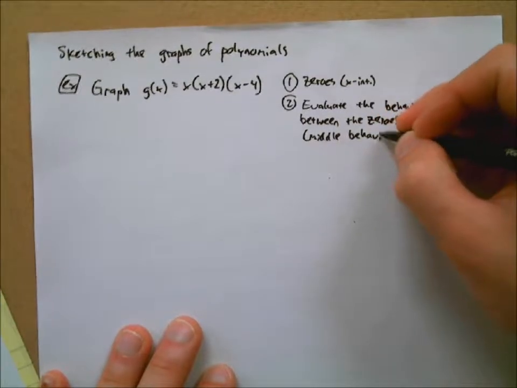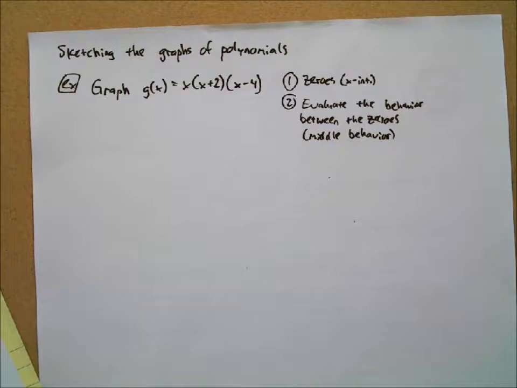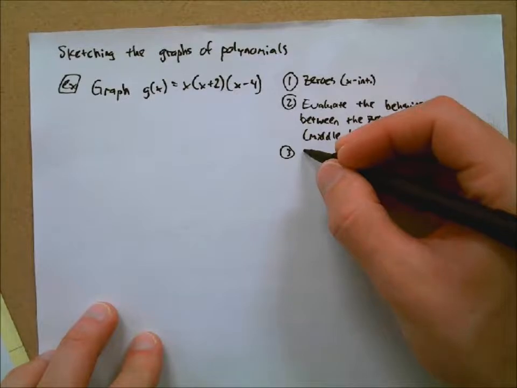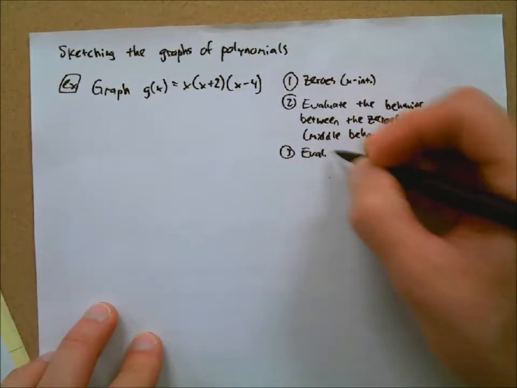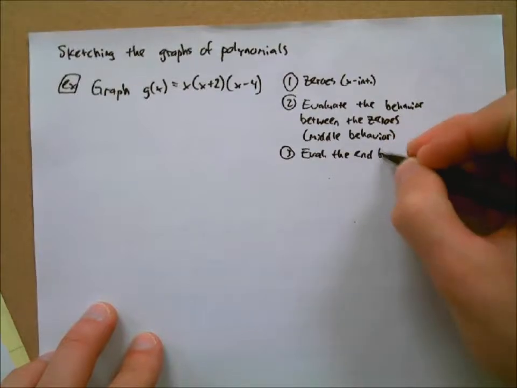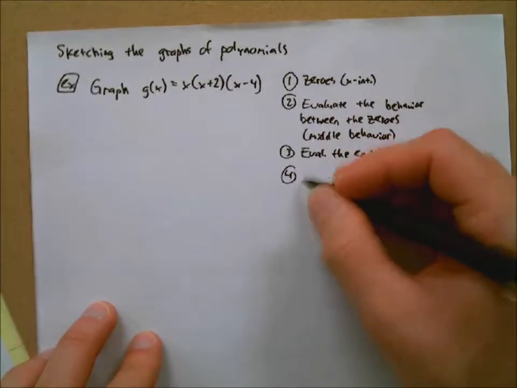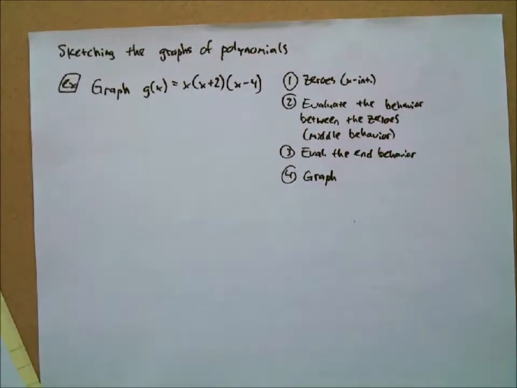I'll probably refer to this as the middle behavior. It makes sense, right? It's in the middle, not at the ends. I also, of course, want you to find or evaluate the end behavior. And then with all these components, graph. Given all these components, you should have enough to come up with a decent idea of what the shape of this graph is going to look like. But again, it will unfortunately just be a sketch. We really won't be able to make good graphs of these without calculus, but we'll at least have a pretty good idea.